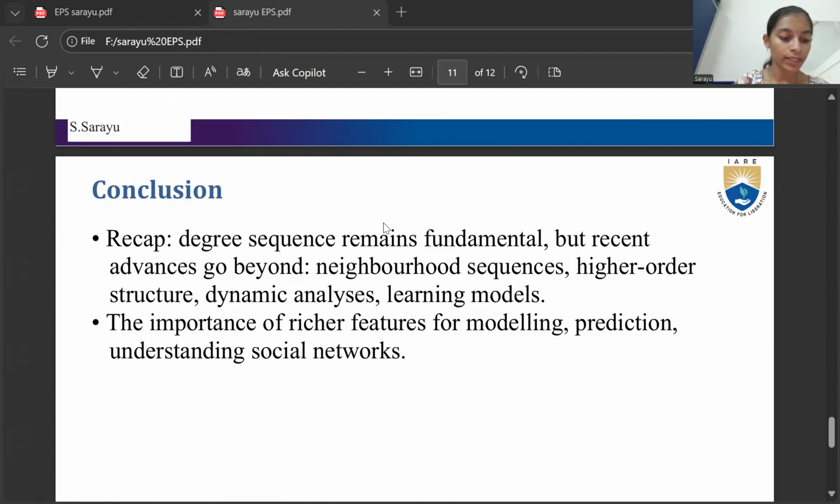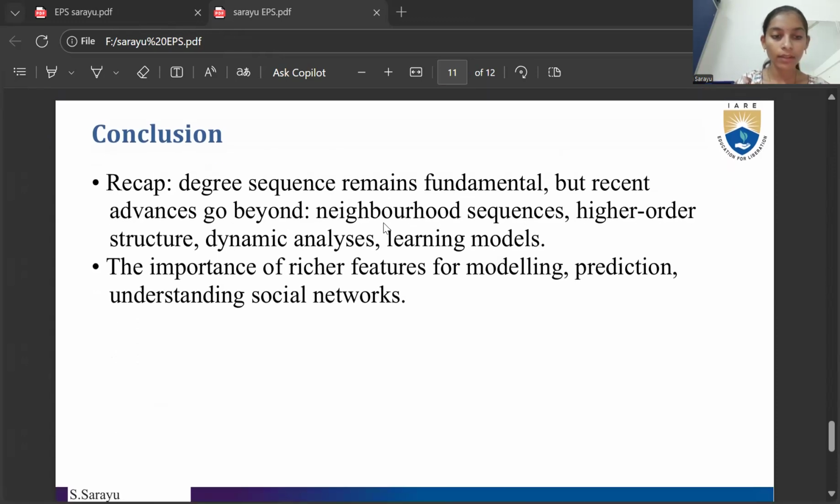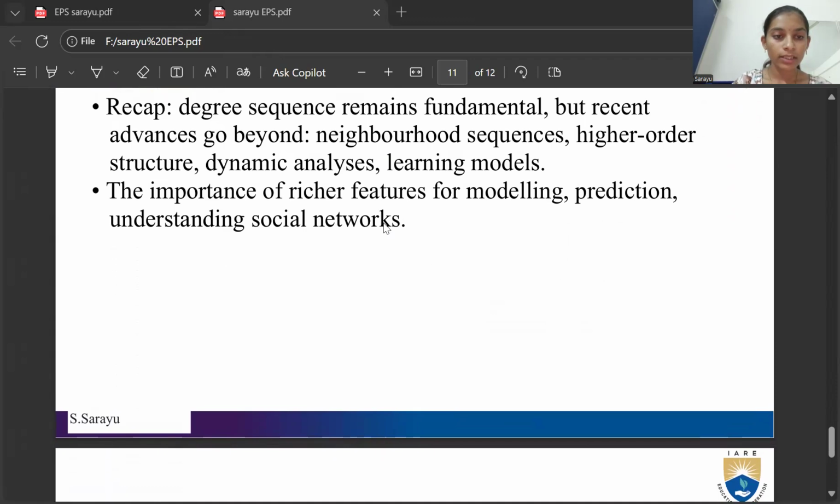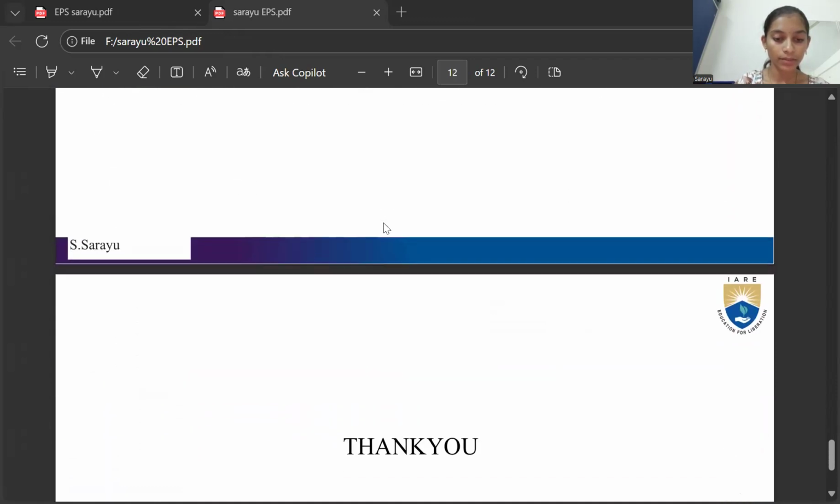For anyone working in social network analysis, carefully examining the degree sequence and what it does and does not explain is a key step. Important rich features for modeling and prediction, and understanding social networks.